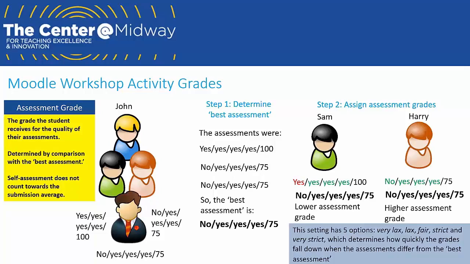Now, how low his assessment grade is going to fall depends on how the instructor has configured the assessment grading to work. You have 5 options as an instructor. You can set assessment grading to be very lax, lax, fair, strict, and very strict. If you set it to very strict, the assessment grade for somebody who did not align with the best assessment is going to be much lower than if you set the assessment grade to very lax.